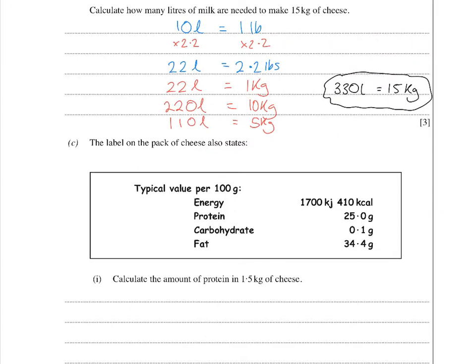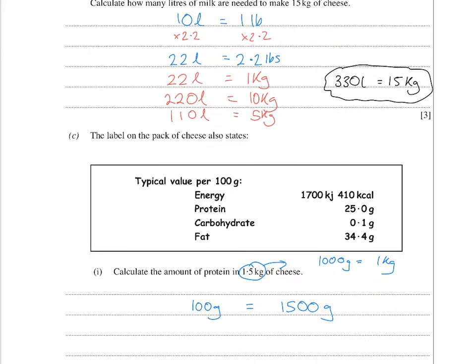Next it says, the label on the pack of the cheese also states that 100 grams gives that much protein and so on. Okay, so I need to try and work out a link between 100 grams and 1.5 kilograms. Now you should know already that kilo means 1,000, so 1,000 grams is equal to 1 kilogram. So in terms of what we've got here, we've got 100 grams, and we want to change that to 1,500 grams. So what do I do to the 100 to turn it into that? And the answer is times by 15.